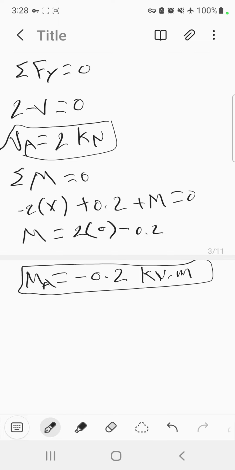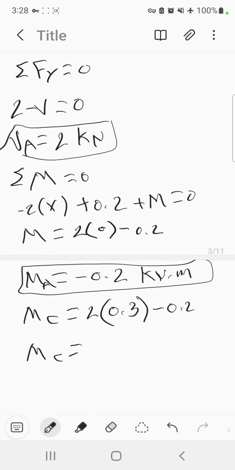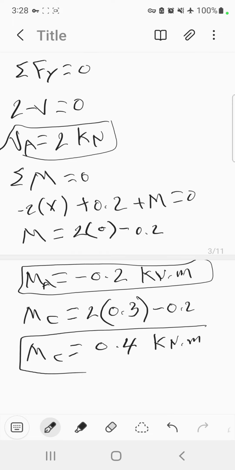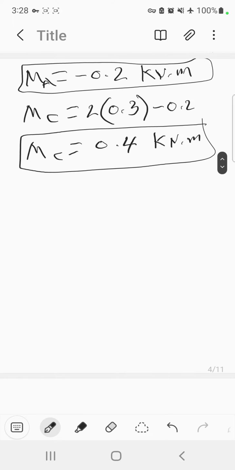This is MA, and we know MC. If you put this value in the other equation, so we know that MC is equal to 0.3 minus 0.2. So MC is going to be 0.4 kilonewton per meter. Okay, that's for part A.